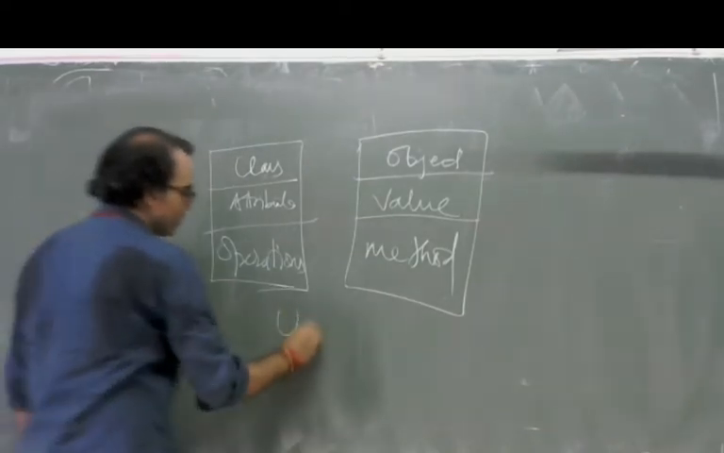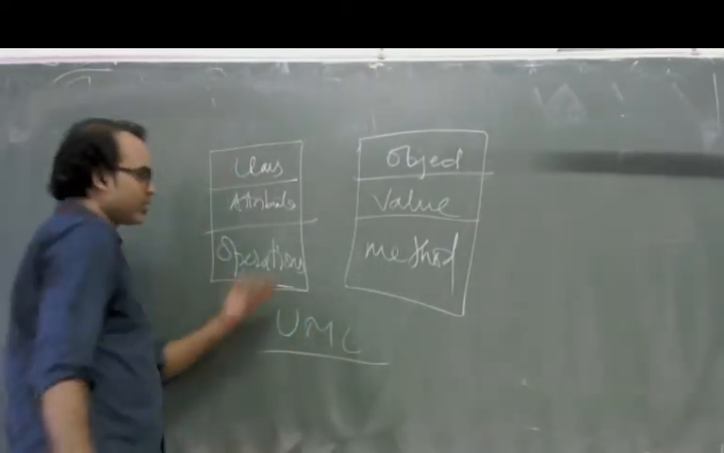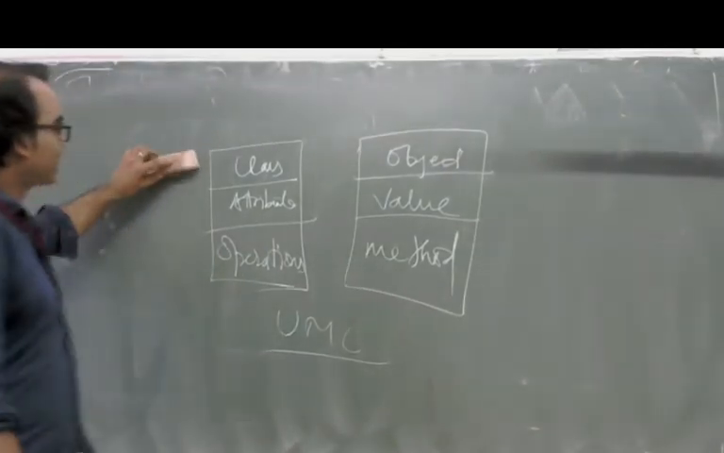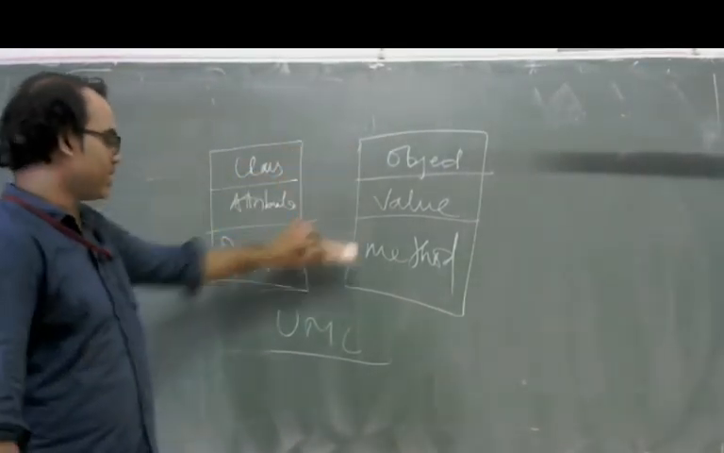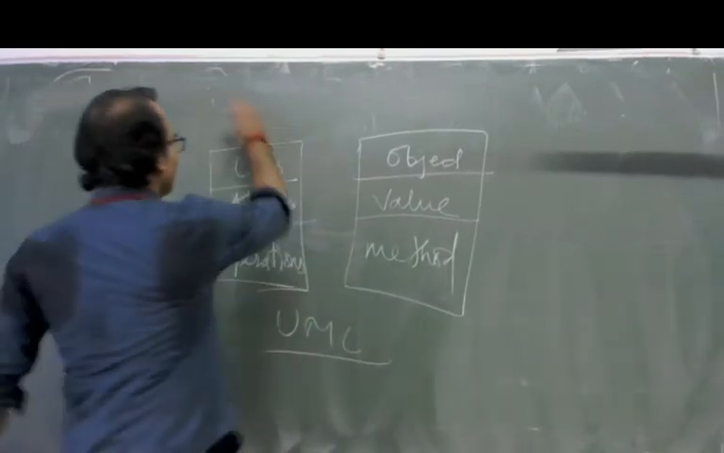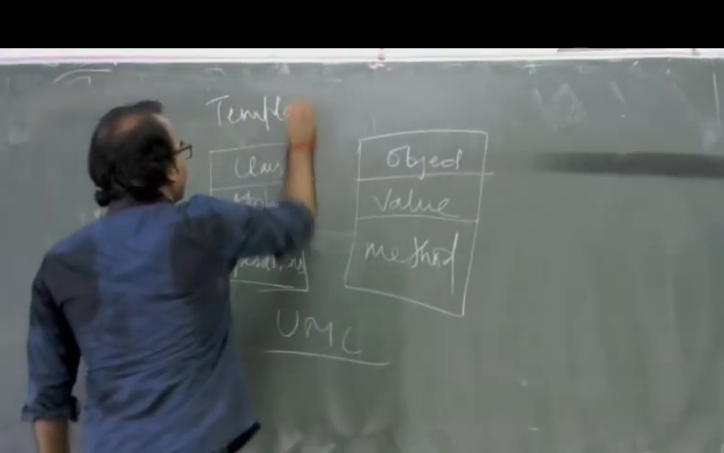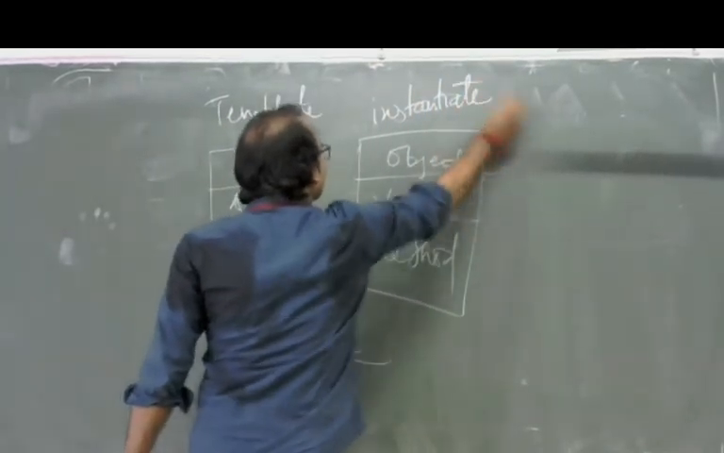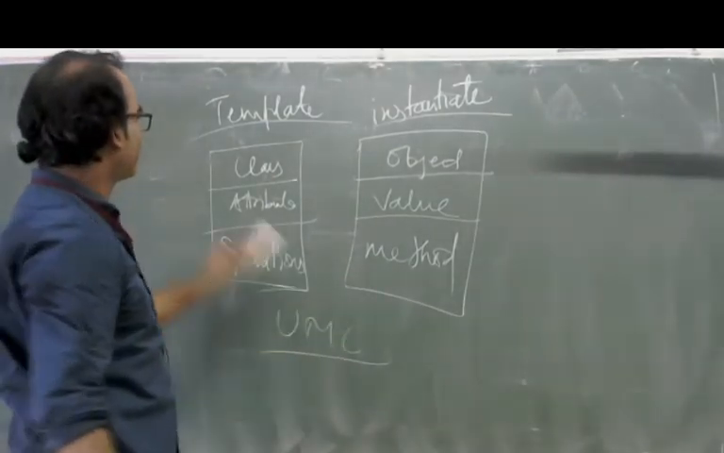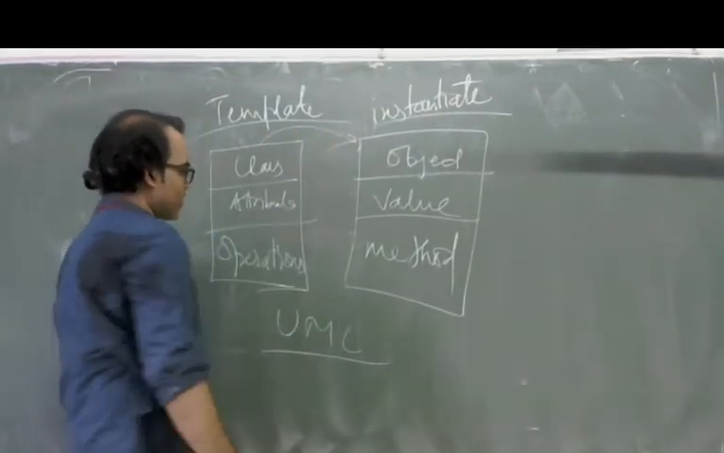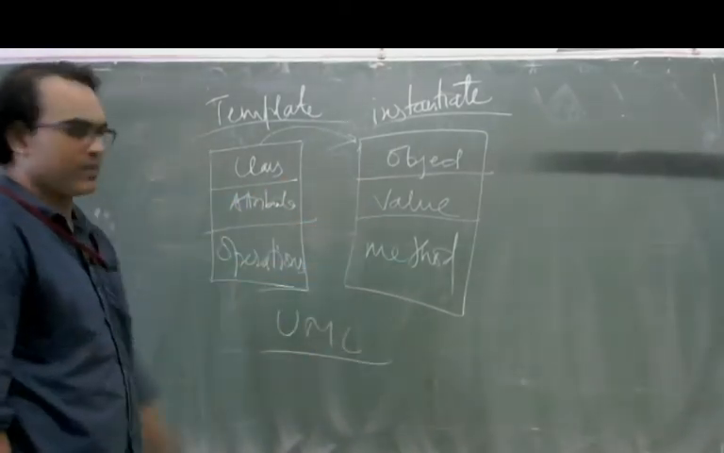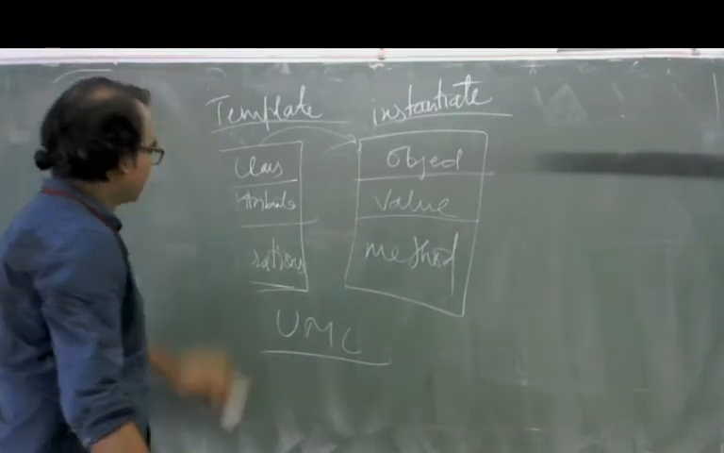In the UML model, we use this terminology. You will understand the UML model in software engineering. So this is what the table is all about: class, attribute, operation, method, value, object. Class is a template; based on the template we instantiate this object, and this class is referred to this object. Class is referred to this object, attribute is referred to this value, operations. So I hope you understand about class and object.